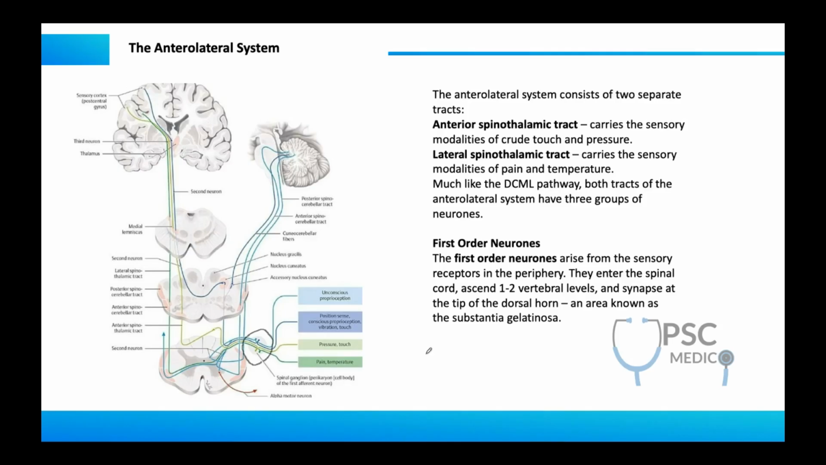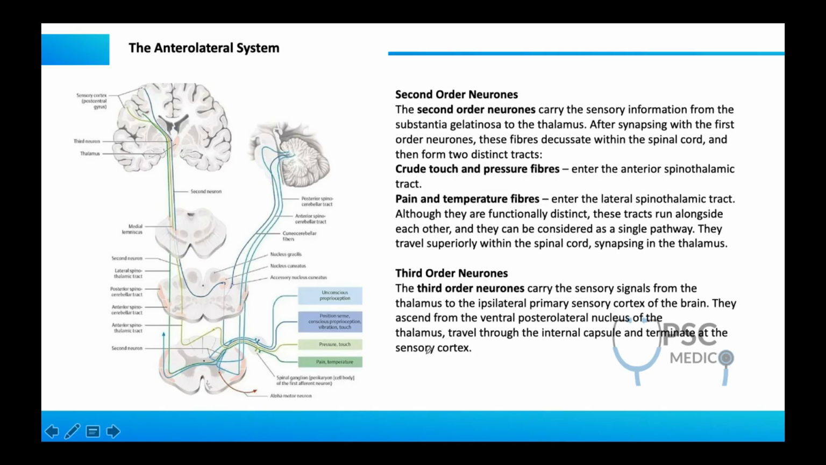So from the spinal ganglion, from here you will see the origin of the second order neurons. The second order neurons carry information from this substantia gelatinosa to the thalamus. And after synapsing with the first order neurons, these fibers decussate within the spinal cord, and they form two distinct tracts. One is, as I told you, the crude touch and pressure fibers, which are a part of the anterior spinothalamic tract, and also the pain and temperature fibers, which enter the lateral spinothalamic tract.